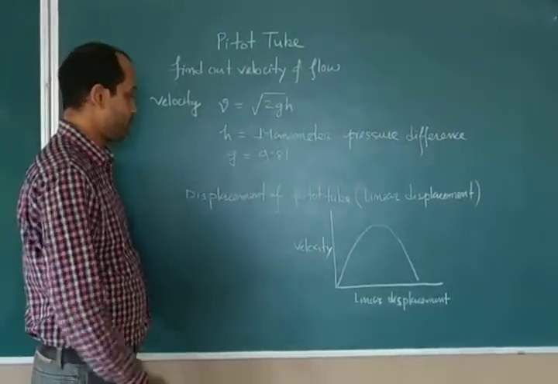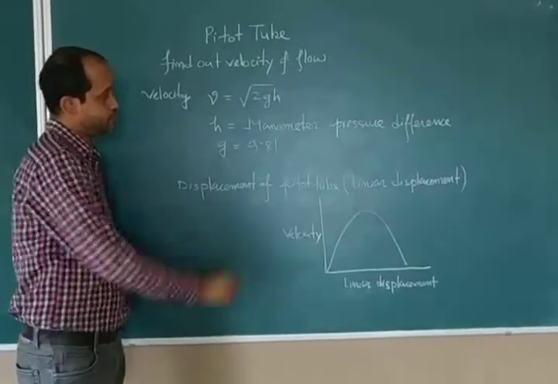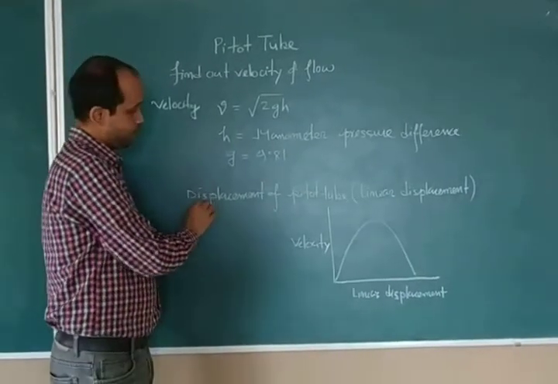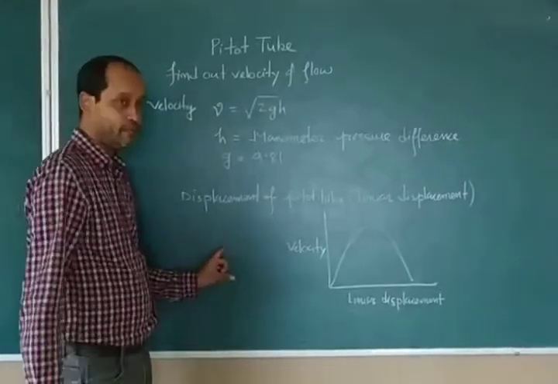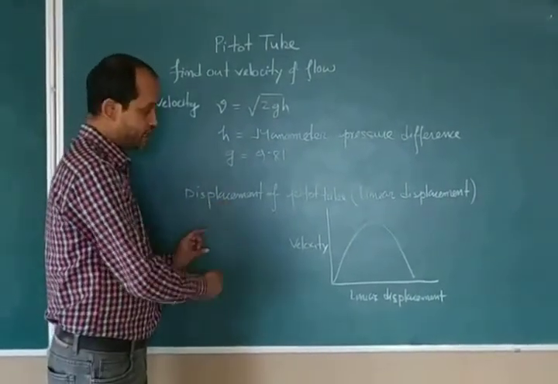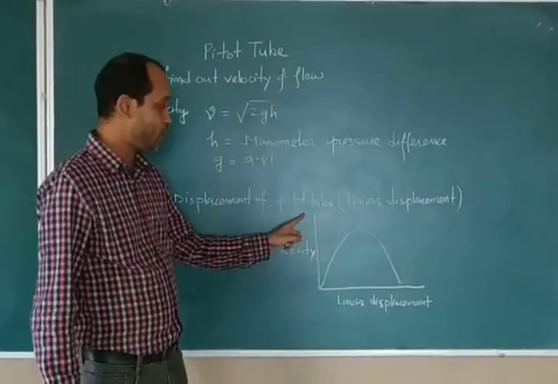gravity. And here the displacement of the pitot tube is very essential. So basically we displace our pitot tube from the bottom to the top. In the middle you will get maximum velocity. After that you have to plot a graph.